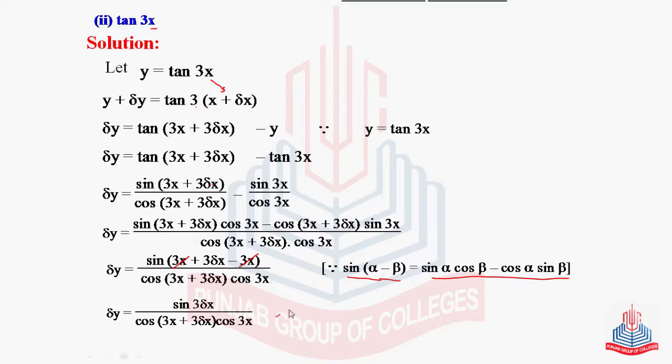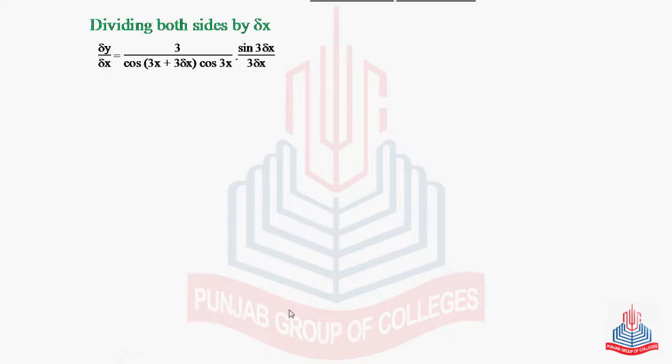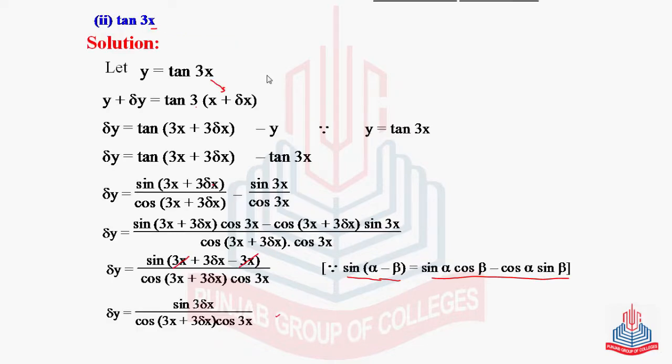Now the step is dividing by delta x on both sides. So dividing by delta x on both sides, that will become delta y by delta x, and on the right hand side that is actually 1 over cos(3x plus 3 delta x) cos 3x into sine 3 delta x divided by delta x. As this one is sine 3 delta x, we have to divide by delta x on both sides.